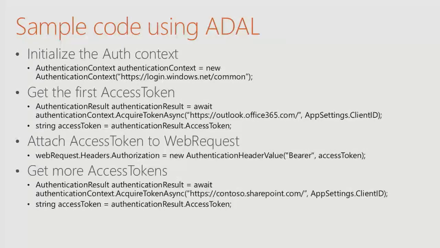Now, if you want to get more tokens, what are you going to do? Simply, all you do like you do with the first access token. You basically say, hey, there's my client ID, and I want to have a token for Contoso, or SharePoint.com, for a SharePoint site in Contoso in this example.